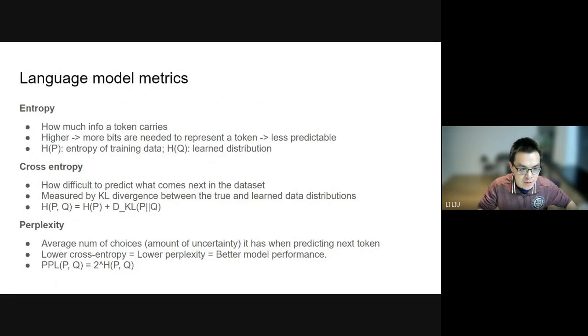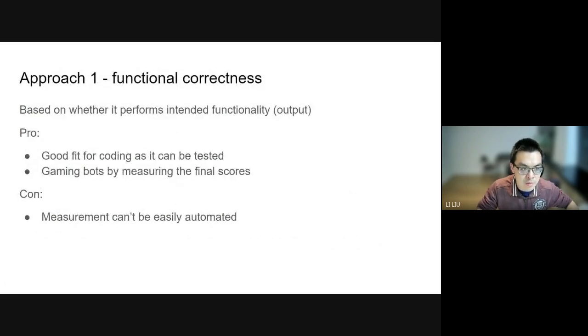Yeah, next we are going to talk about 3 common approaches we use to do model evaluation in a more automated manner. The first one is to measure the response by functional correctness. I think this one is the easiest to understand. Essentially, we measure by whether it performs the intended functionality or not.